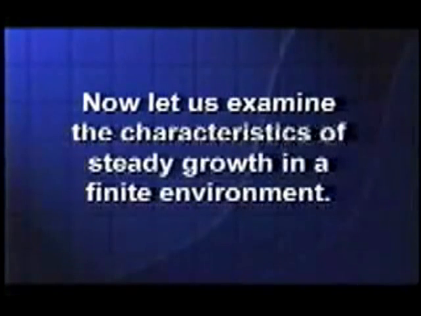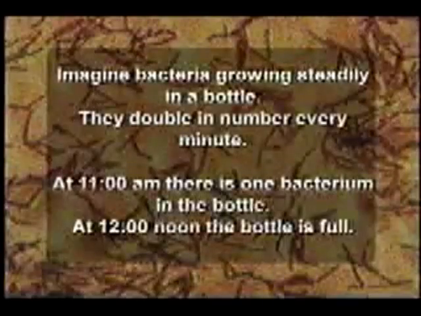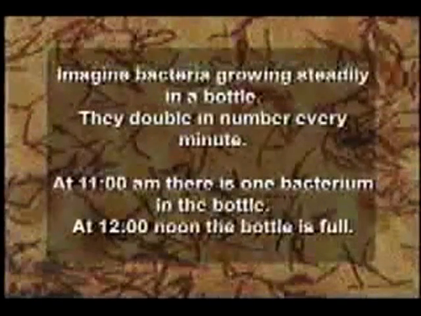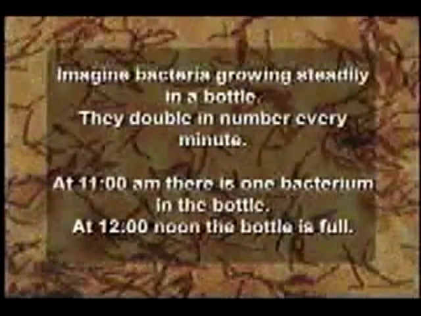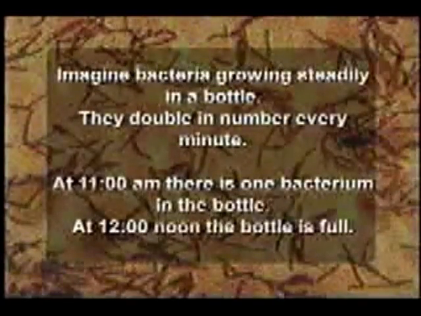Let's look now at what happens when we have this kind of steady growth in a finite environment. Bacteria grow by doubling, and one bacterium divides to become 2, the 2 divide to become 4, the 4 become 8, 16, and so on. Suppose we had bacteria that doubled in number this way every minute. Suppose we put one of these bacteria in an empty bottle at 11 in the morning and then observe that the bottle's full at 12 noon. Now there's our case of just ordinary, steady growth. It has a doubling time of 1 minute. It's in the finite environment of one bottle.